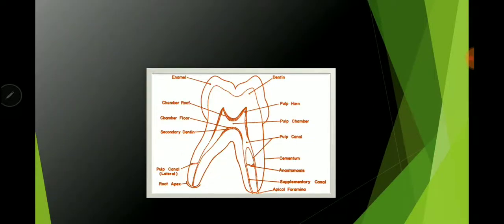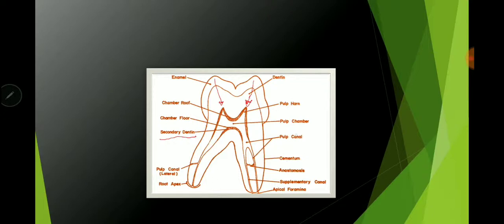That was an anterior tooth. This is a posterior tooth, a molar. I will show you where the pulp horns are. You can see that the pulp horns are almost directly beneath the cusps, and it is almost the same here too. Then you have a pulp chamber, and secondary dentin depositing on the floor of the pulp chamber. That's secondary dentin.